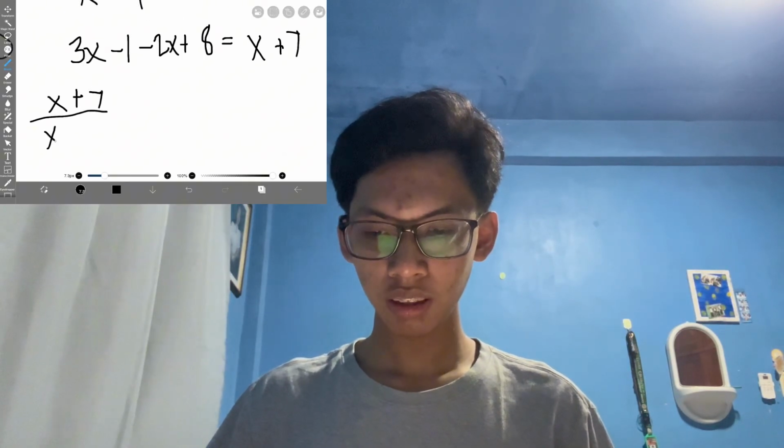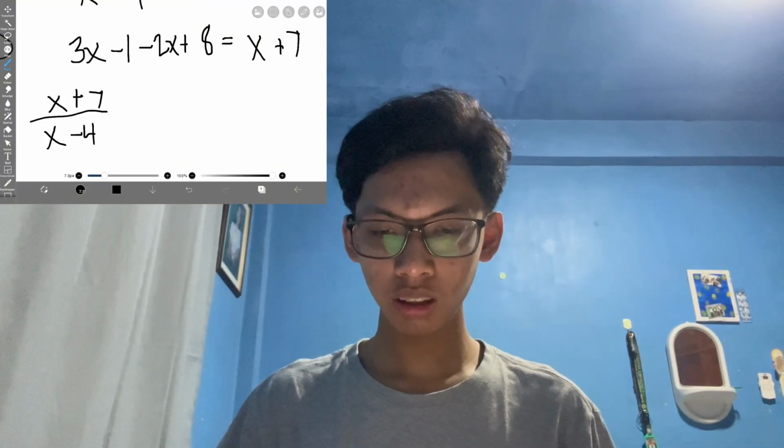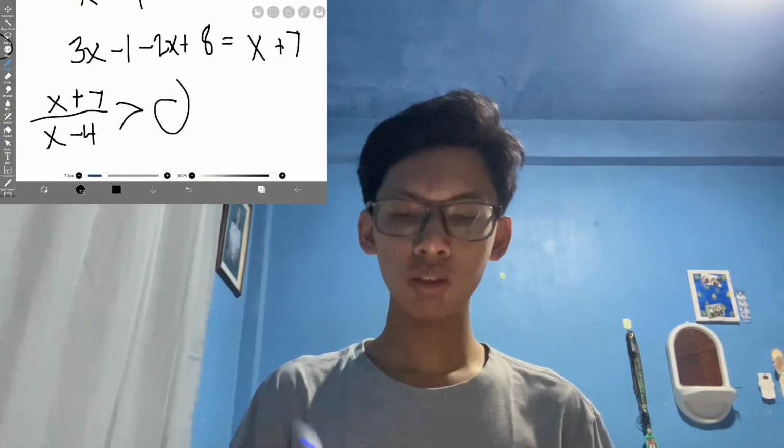Now we simplify it: 3x minus 1 minus 2x plus 8 equals x plus 7. Now it becomes our inequality: (x + 7)/(x - 4) > 0. So here's the checking of this one.